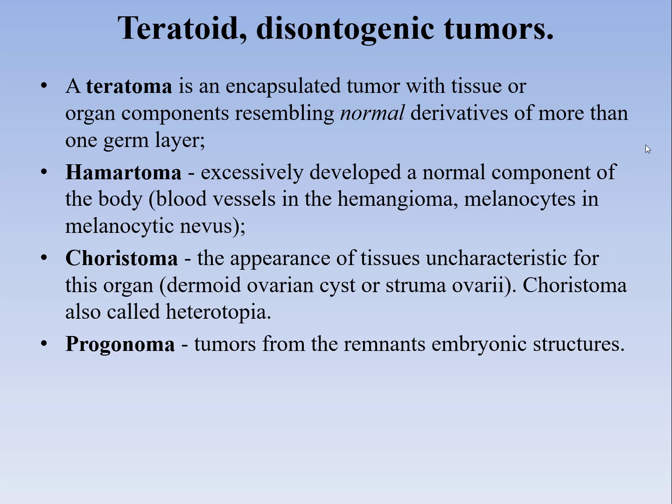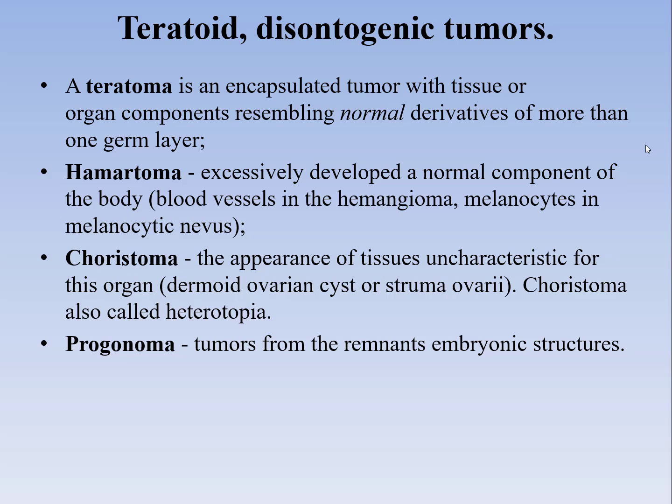First group, teratoid or dysontogenic tumors. Teratoma is an encapsulated tumor with tissue or organ components resembling normal derivatives of more than one germ layer. Hamartoma is an excessively developed normal component of the body, like blood vessels in hemangiomas, melanocytes in the melanocytic nevus. These are hamartomas. Choristoma is the appearance of tissue not characteristic for this organ, like dermoid ovarii or struma ovarii.